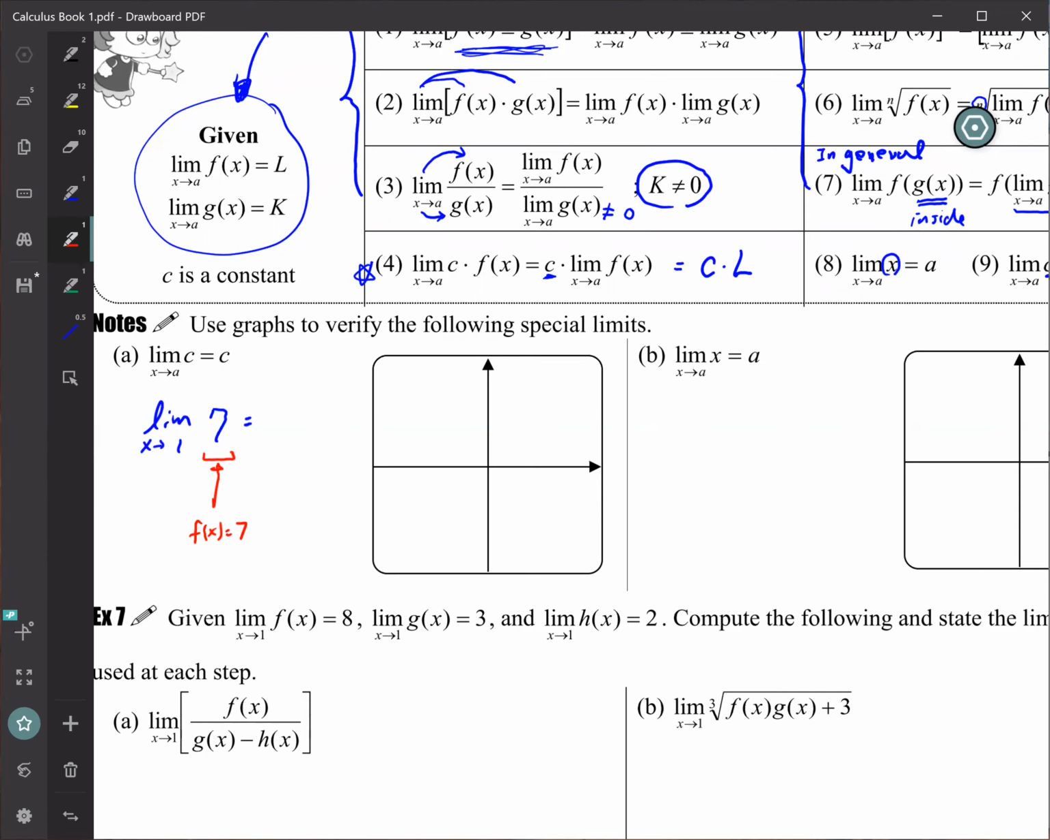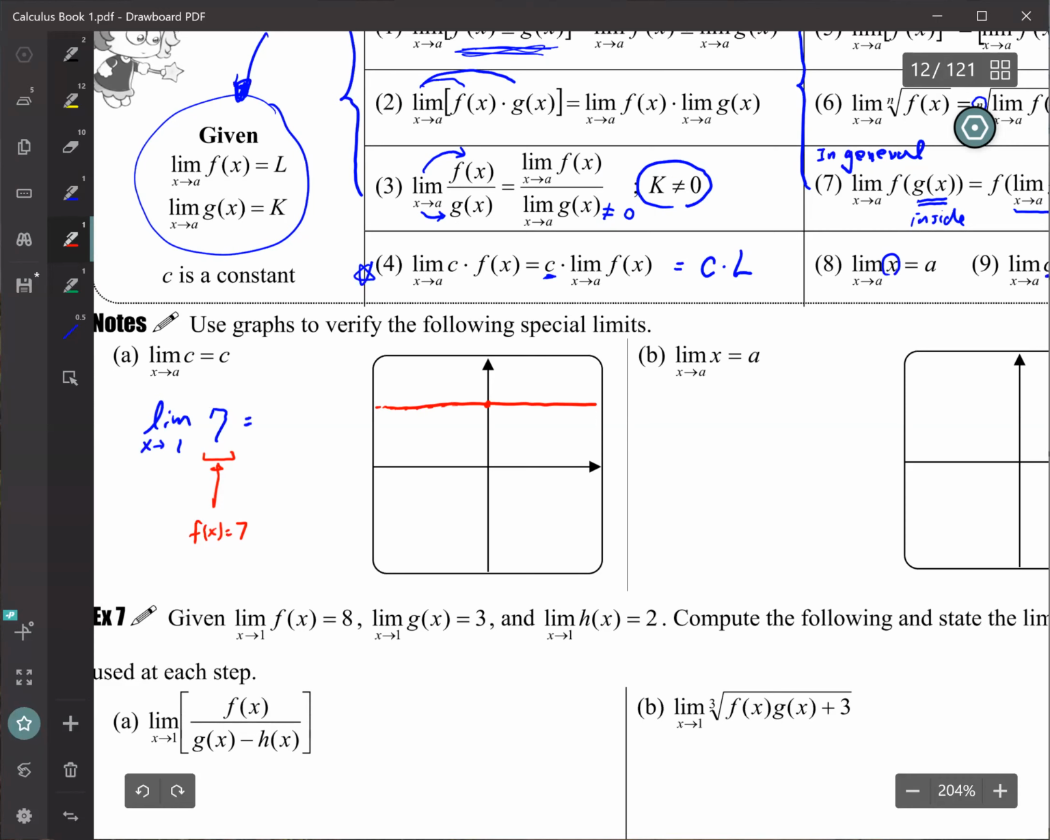Is it just a dot at 7? Only a dot? Or is it like a continuous line at 7? And going which way? Vertical or horizontal? Horizontal. Yes, you are correct. Okay, the 7 means it's y equal to 7. So y is 7 along this straight line, right? So you just draw a straight line there, right?